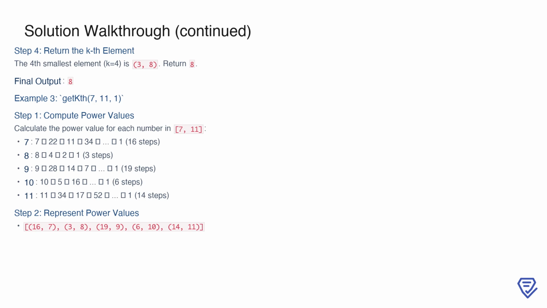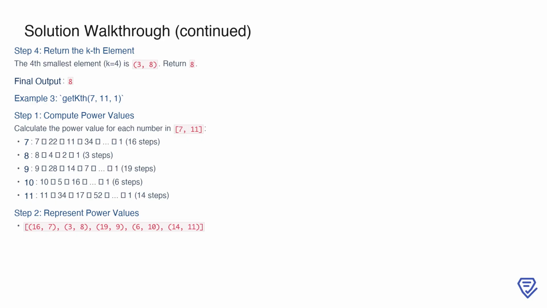Let's examine one more example to solidify the approach. This time, we are solving getKth(7, 11, 1). As before, the first step is to calculate the power values for each number in the range [7, 11]. For instance, 7 takes 16 steps, 8 takes 3 steps, 9 takes 19 steps, 10 takes 6 steps, and 11 requires 14 steps to reach 1.